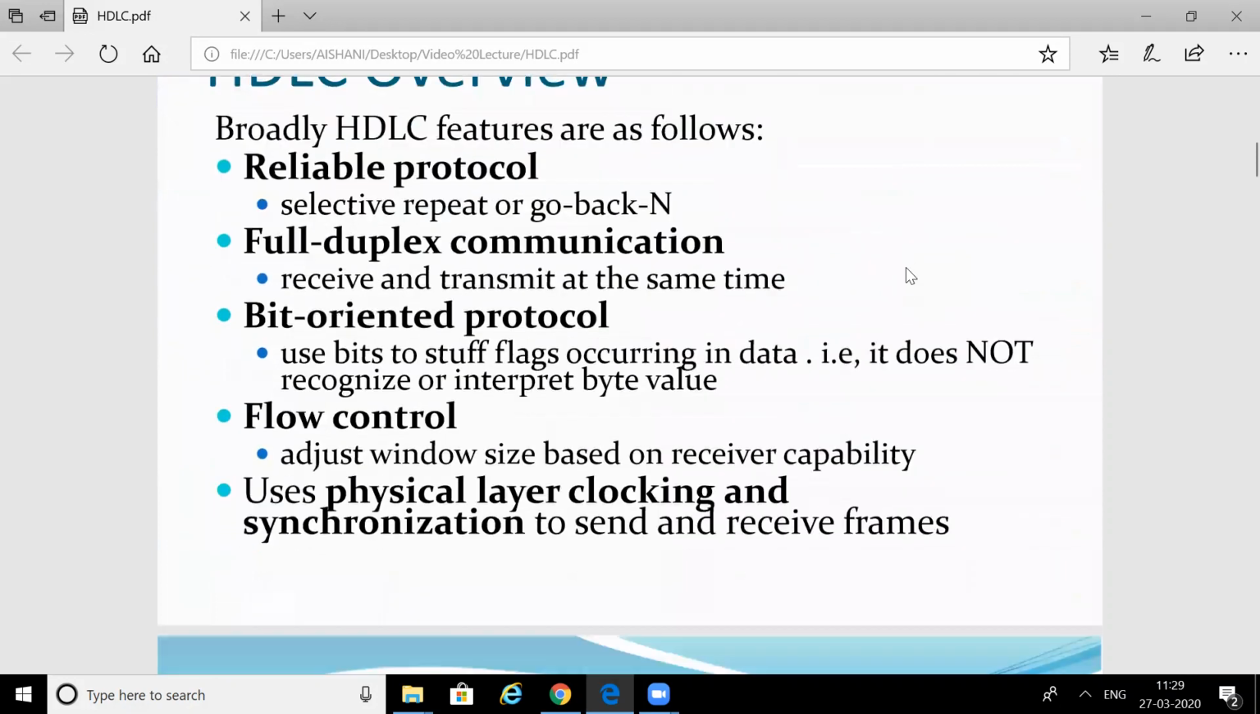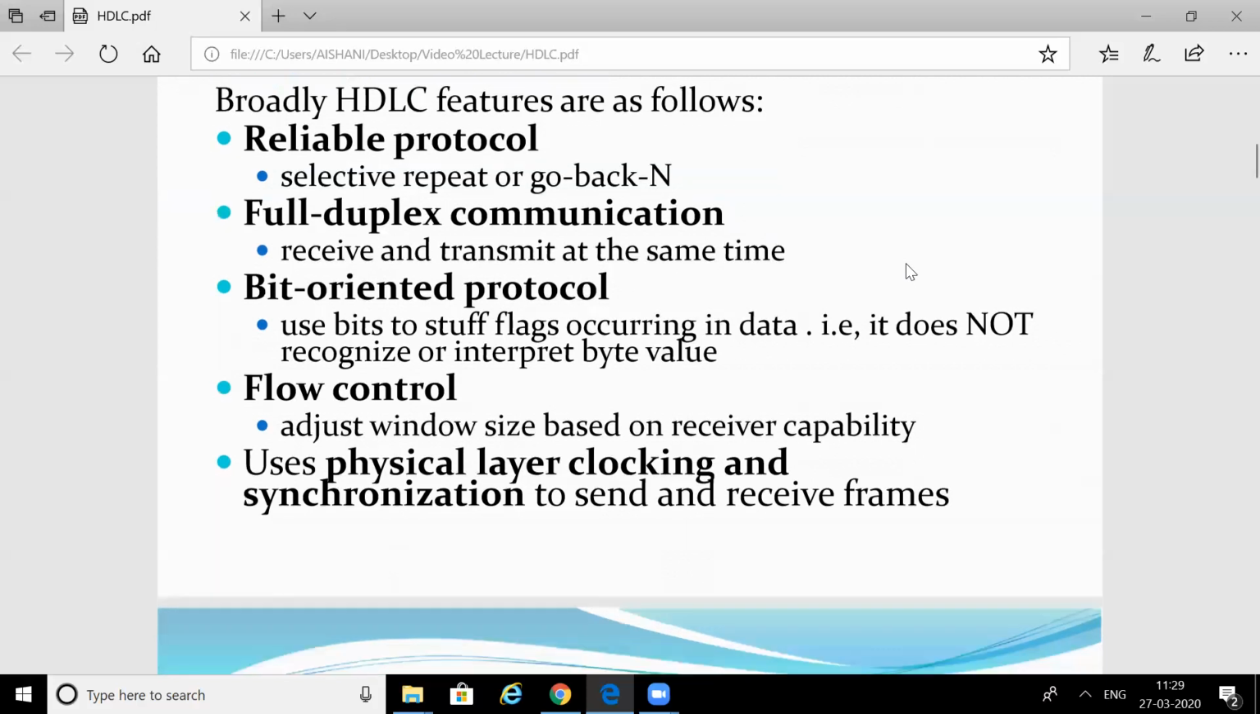So the basic features of HDLC are: it is a reliable protocol. It uses selective repeat or go-back-N window protocol, which we have already discussed in our classes. Then it uses full duplex communication. That means both the parties can talk simultaneously or can exchange data simultaneously.